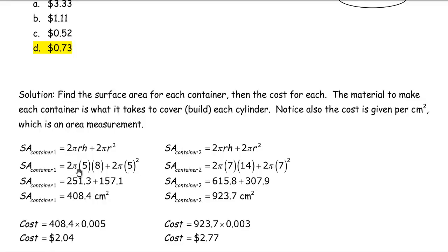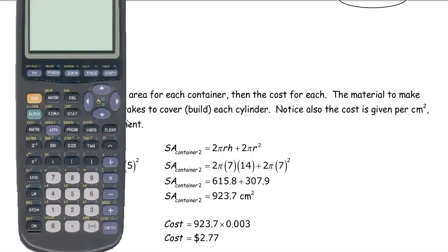So we do 2 times pi times 5 times 8, which gives us 251.3. And 2 pi times 5 squared, that's actually 25 times 2 times pi. I'm going to bring my calculator over here just to show those calculations.